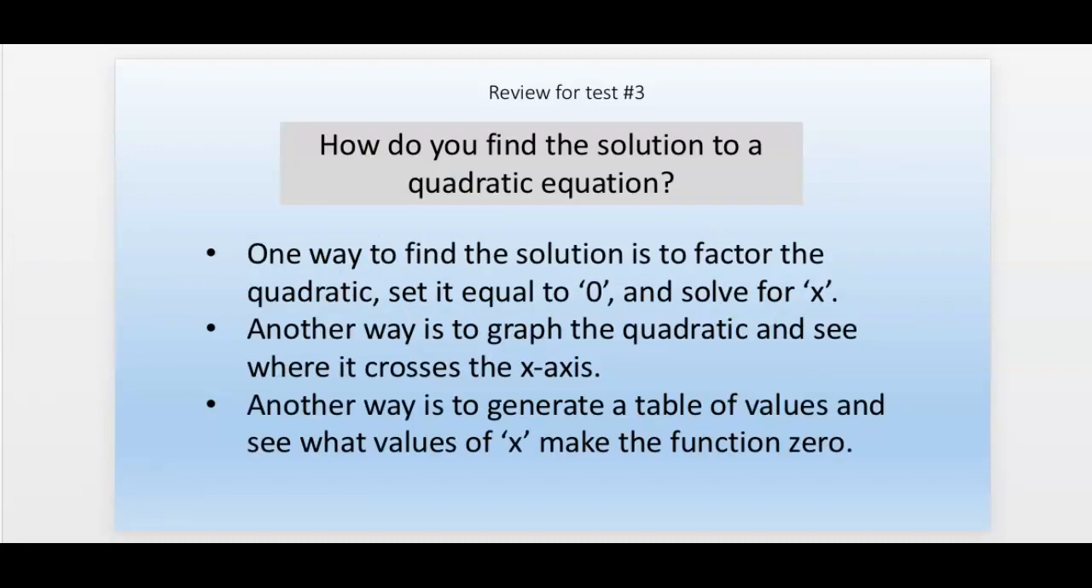All right, again, how do you find the solution to a quadratic equation? One way is to factor it. Set it equal to 0 and solve for x. Another way is to graph it and see where it crosses the x-axis. And another way, okay, is to generate a table of values and see what values of x make the function 0.